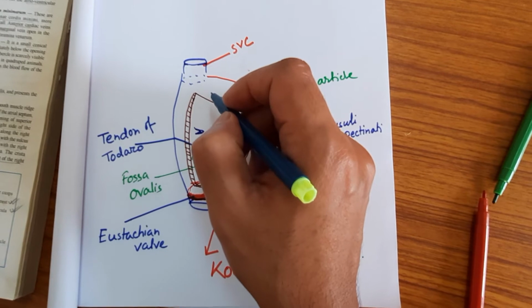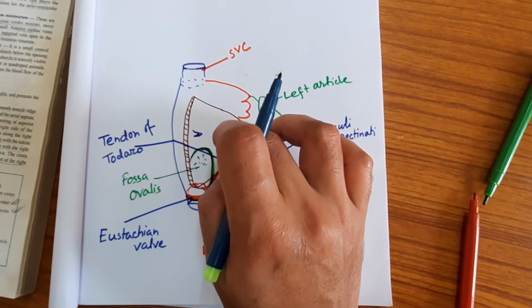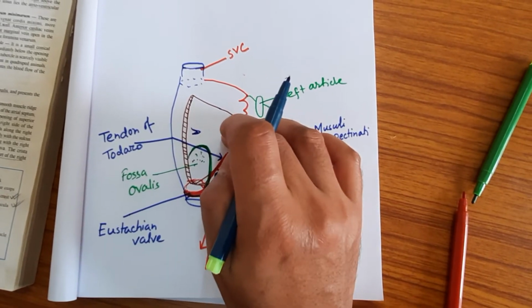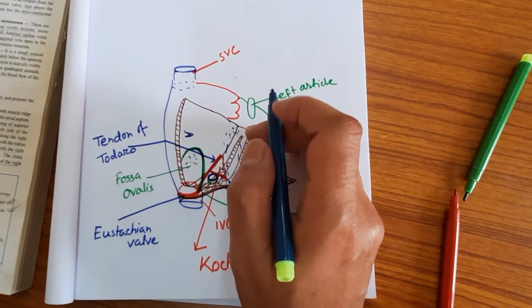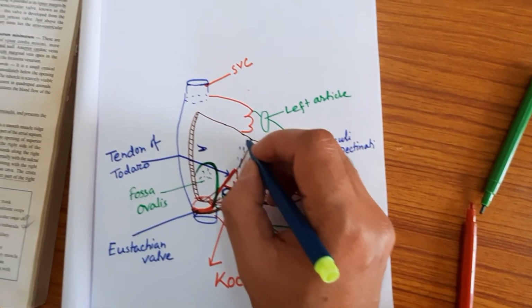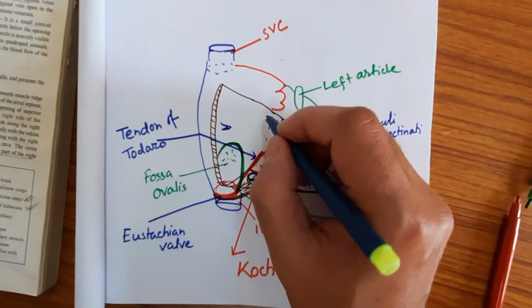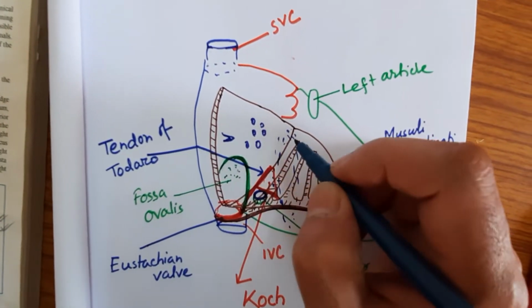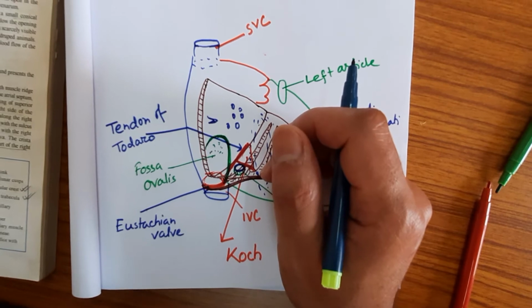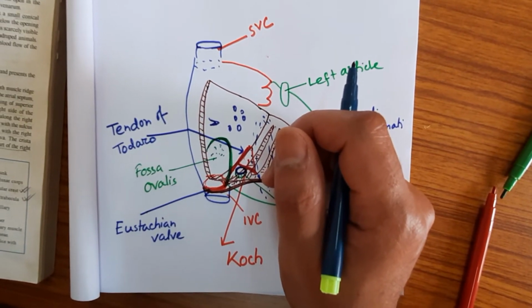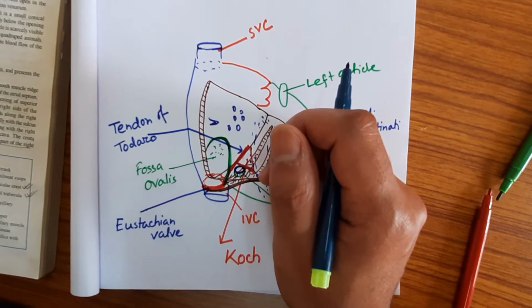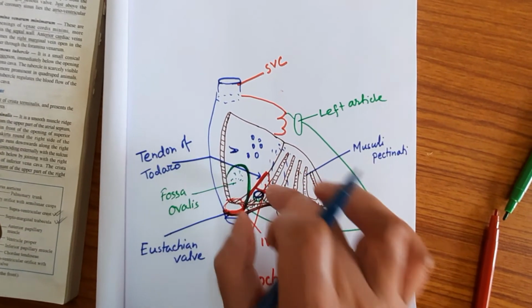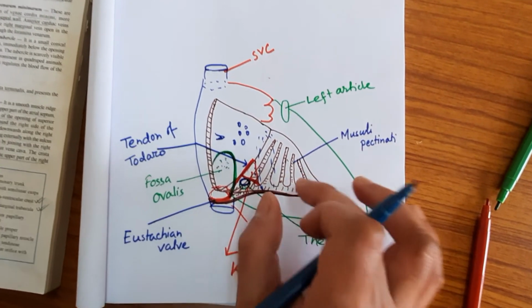Again, in the septal wall, there are minute openings for the venae cordis minimae. They are known as the venae cordis minimae. They lie in the septal wall, and sometimes the anterior cardiac veins and sometimes the right marginal veins also open in the right atrium. So these things may open here.